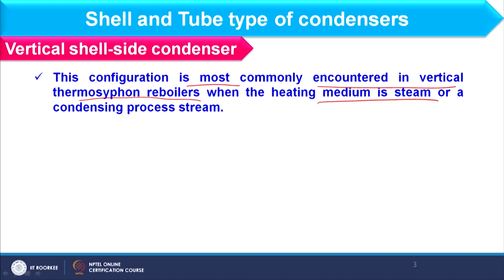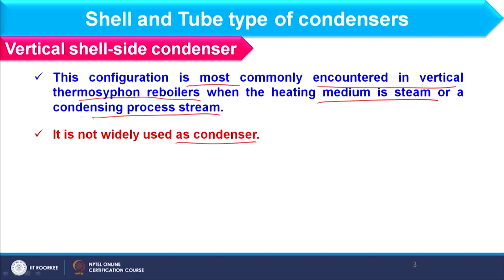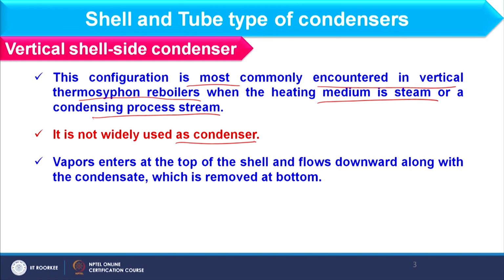Now, if you remember the last lecture, there we have discussed that condensation as well as reboiling process are just opposite to each other. So, this configuration is more suitable for reboiler and especially thermosiphon reboiler, where heating media is steam or a condensing process stream, right. Next, it is not widely used as condenser. Fine. So, this point we should elaborate further in reboilers instead of condensers, but we will discuss how to design such type of condensers.